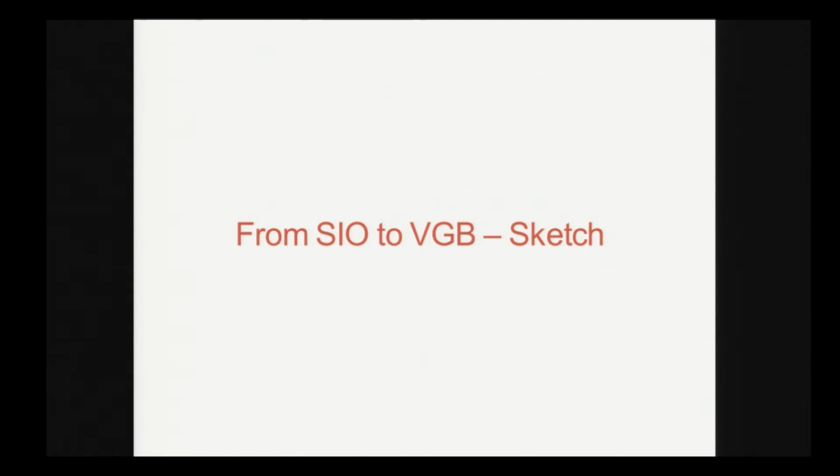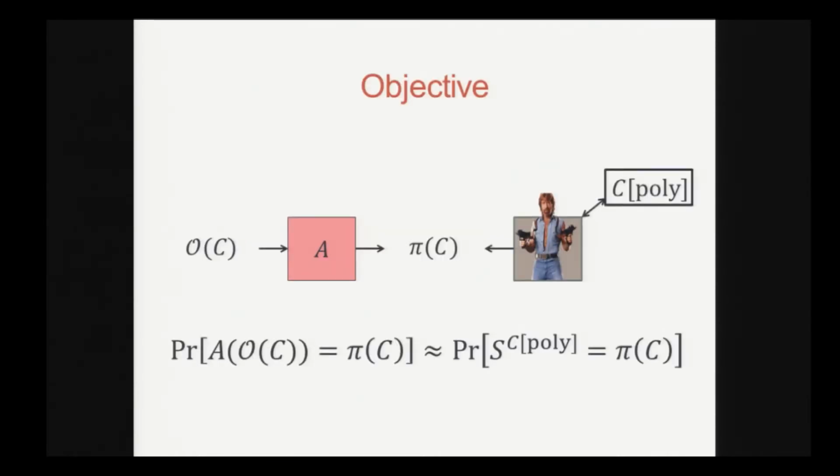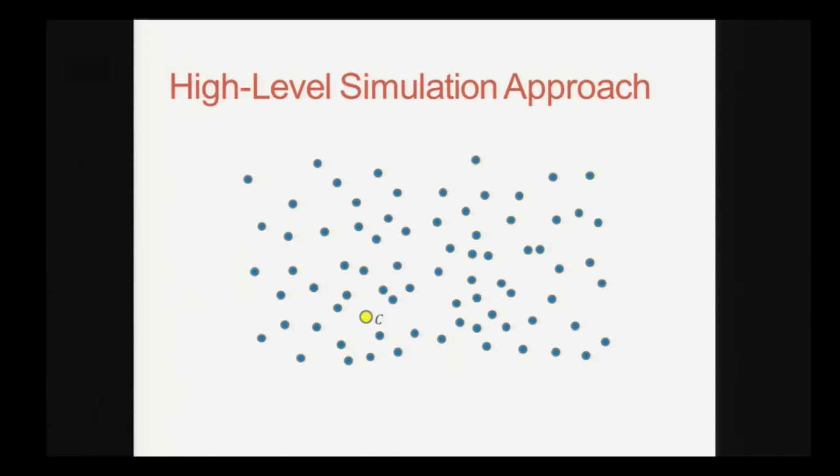OK, so in the rest of the time that we have, I want to sketch how we exactly move from strong I/O to VGB. And remember that our goal here is to construct a simulator that can simulate the output bit of any adversary that gets an obfuscation of some circuit C, while the simulator is going to be unbounded and get a polynomial number of queries to the circuit C. OK, so what is going to be our high-level simulation strategy? Let's imagine that the circuits in our class are these points in space, and the circuit C is one of these points. And in the first step, our simulator is going to try and naively learn the circuit C. So how will it do so?